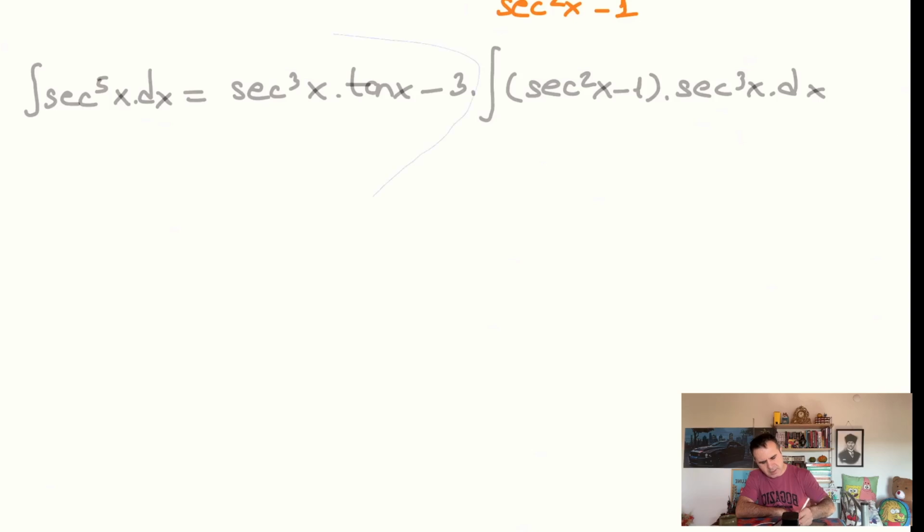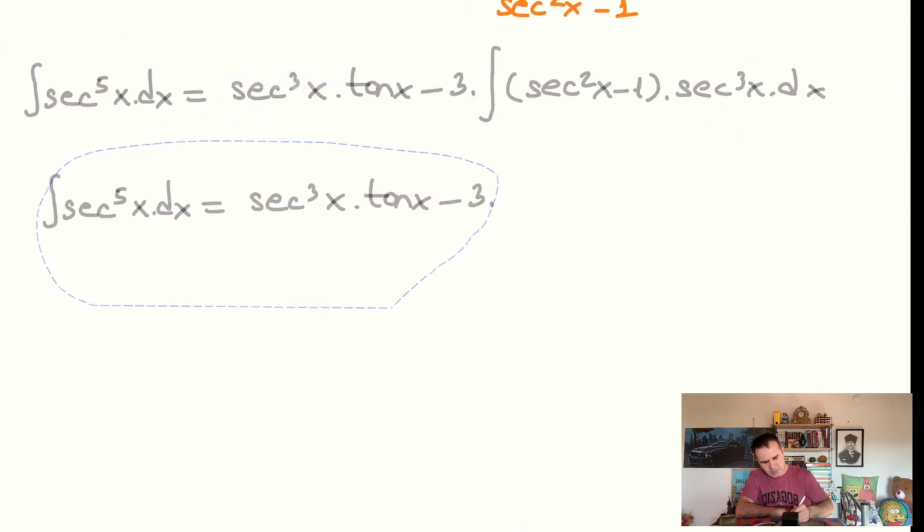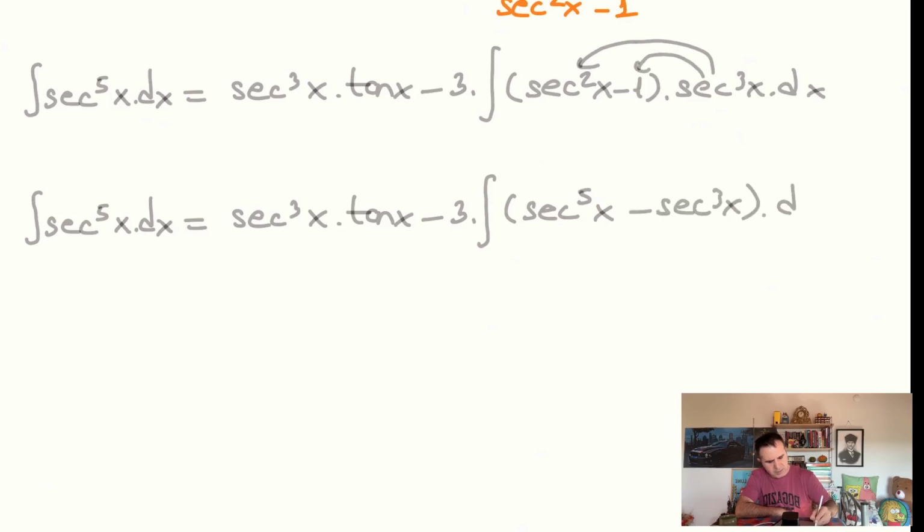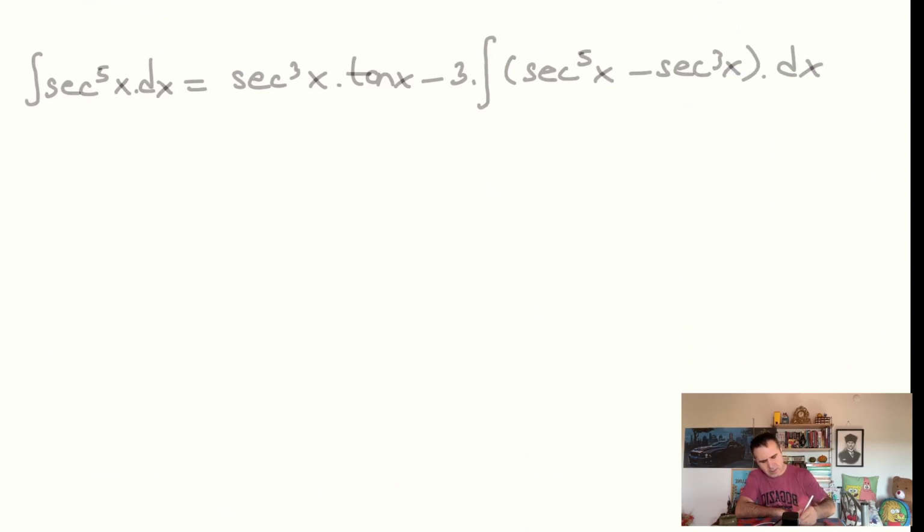And this will become minus 3 times the integral of secant cube x multiplied by secant square of x, which is secant to the power of 5 x, and secant cube x times 1, minus secant cube x dx. And we will split this integral into two parts here, and let's take this down.